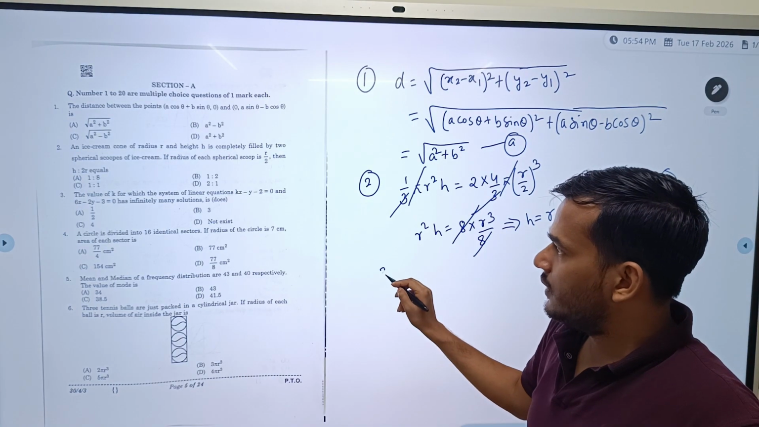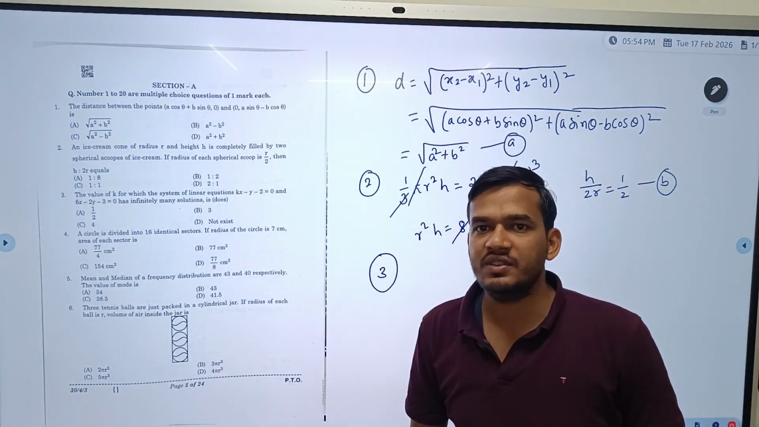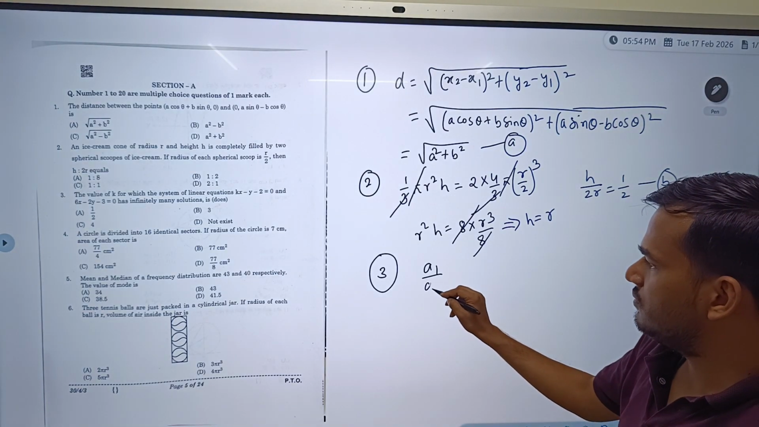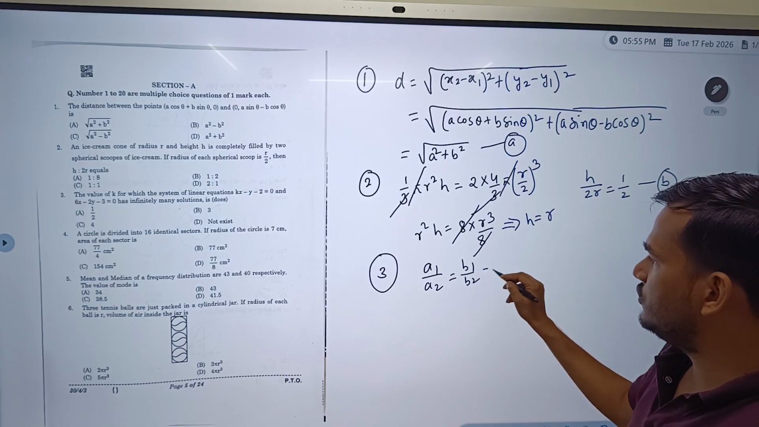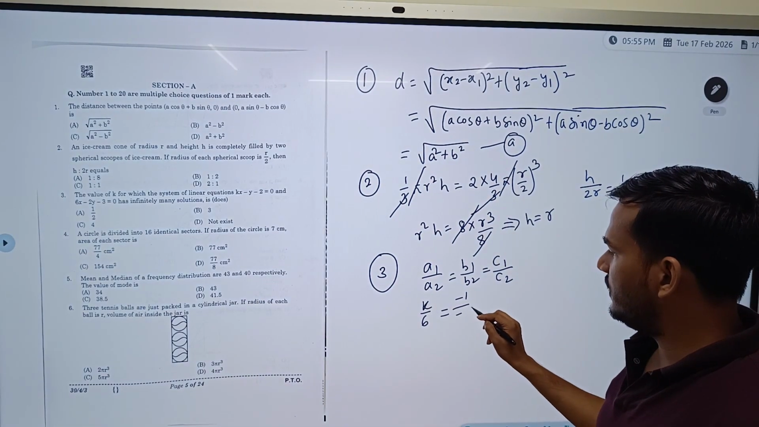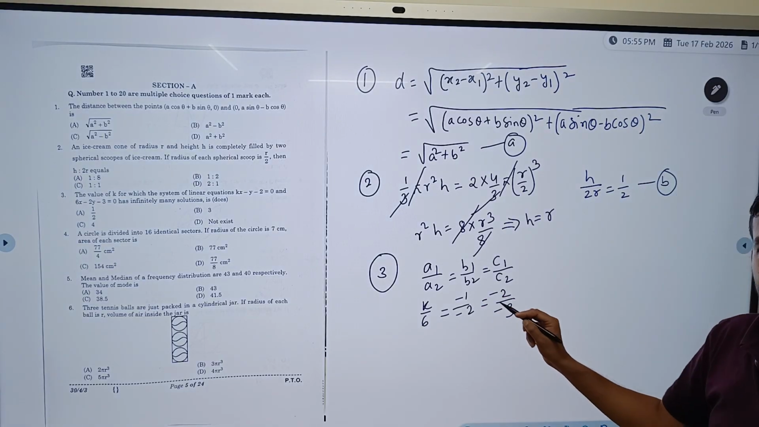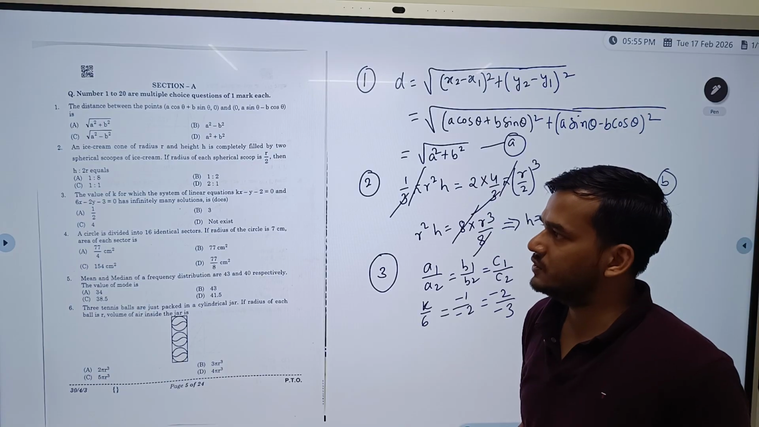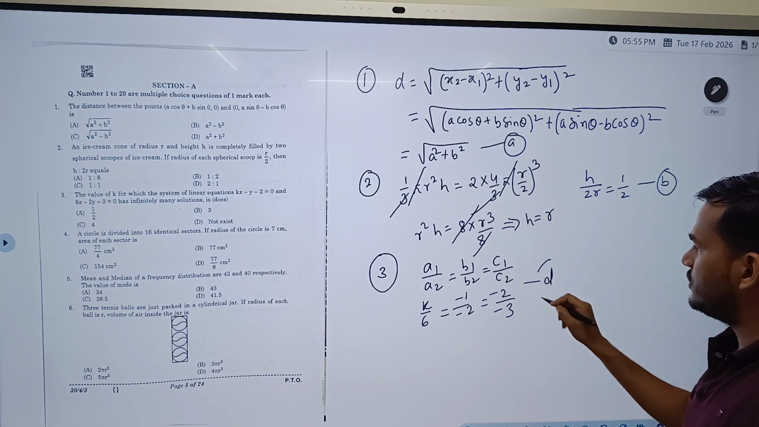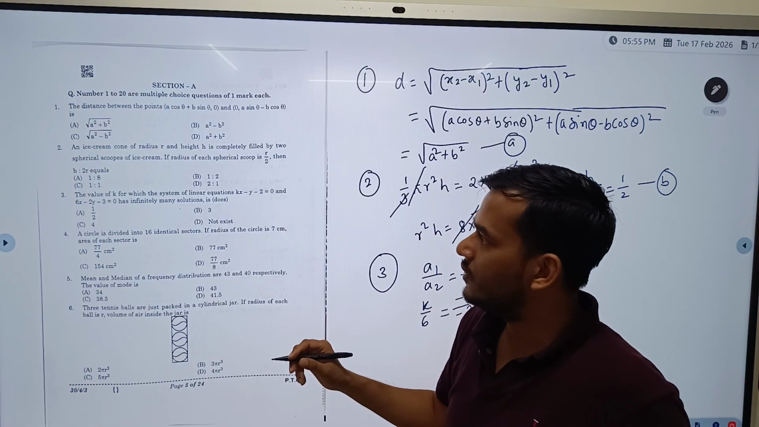In the third question, this is from the linear equations, which has infinitely many solutions. That means the lines will coincide with each other. So the ratios a1 by a2, b1 by b2 and c1 by c2 will be equal. So k upon 6 is equal to minus 1 upon minus 2 is equal to minus 2 upon minus 3. The minus 1 upon minus 2, that is 1 by 2, cannot be equal to 2 by 3. So these lines cannot have infinitely many solutions. So the answer for this question will be option D, and these lines are not coincident.